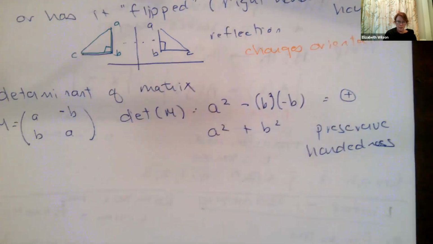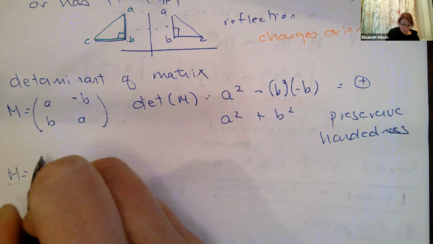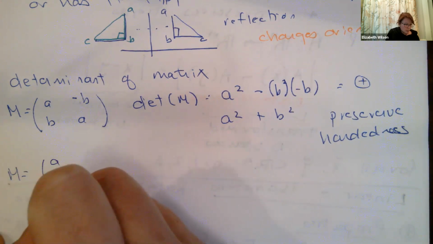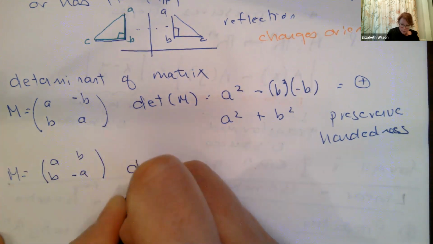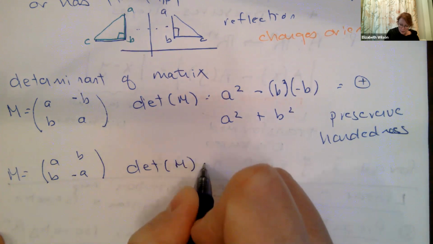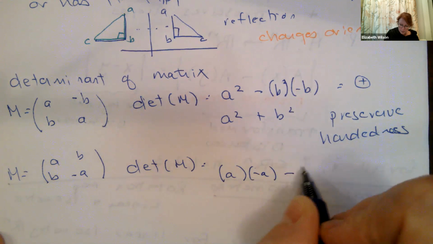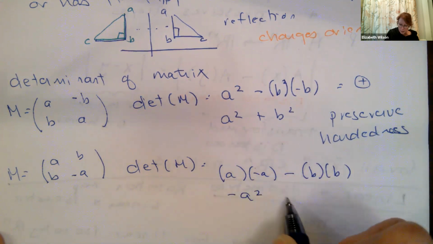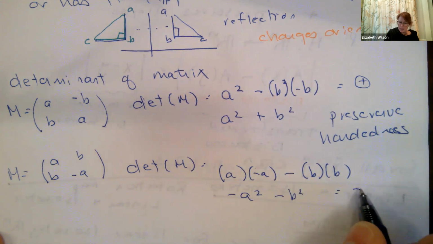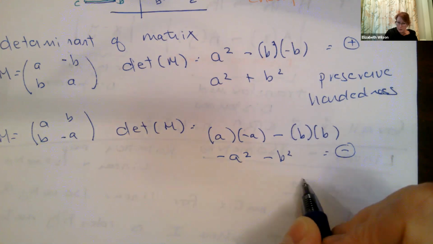Okay. If, for example, I've got a matrix with entries A, minus A, B, B, and I take the determinant of M, I'm going to get A times B minus minus A times B. So what's going to happen is I'm going to get minus A squared minus B squared, which is going to be a negative number. If my determinant is negative, then it's going to change our handedness.